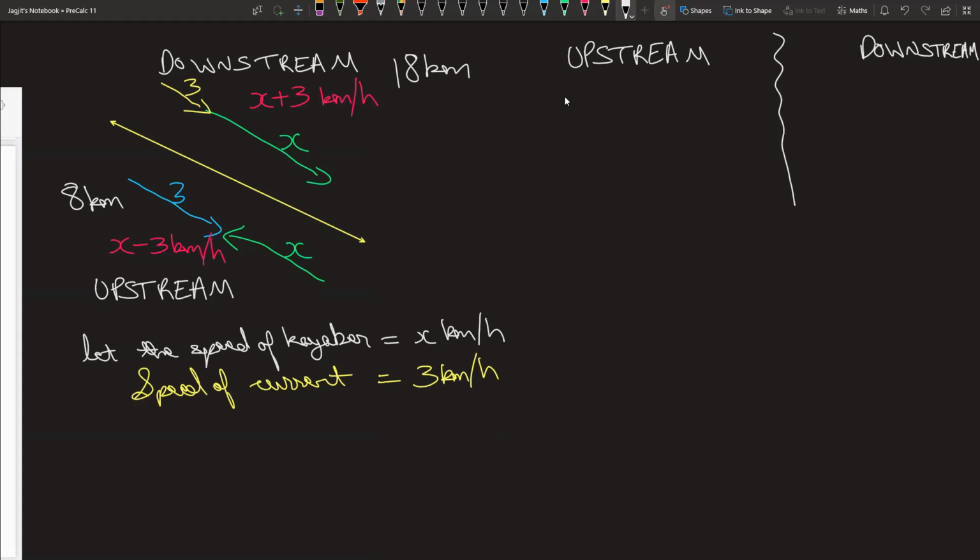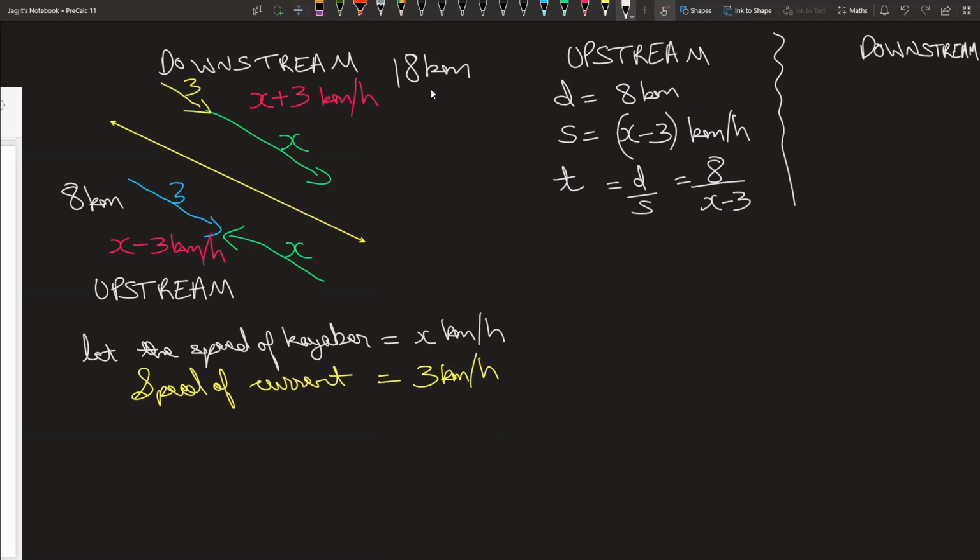What was the distance I traveled upstream? For upstream, I only traveled 8 kilometers. And the upstream speed was X minus 3, because the river was flowing against the kayaker. What's the time for upstream going to be? It's distance over speed, which is 8 over X minus 3.